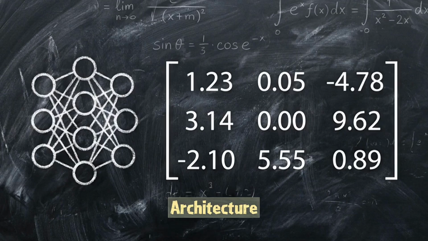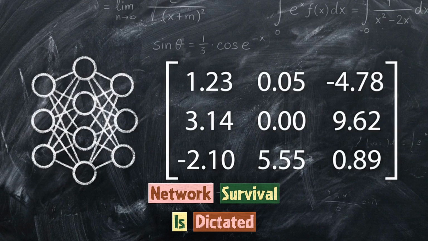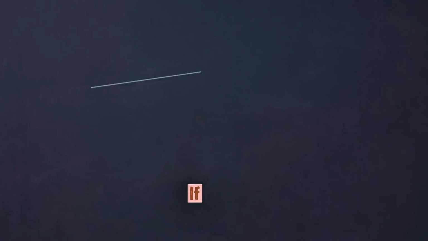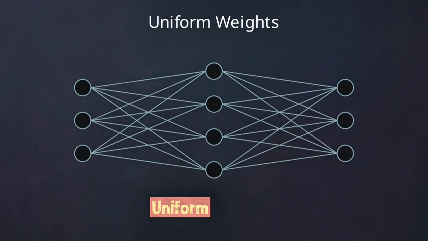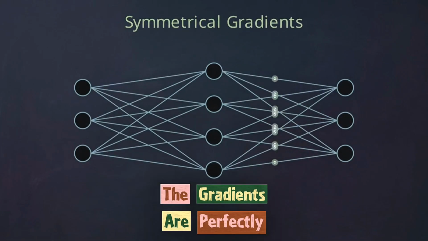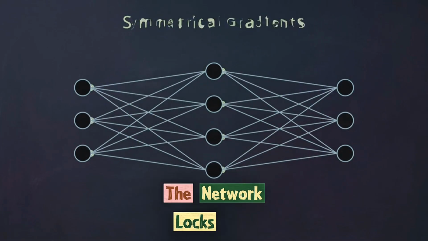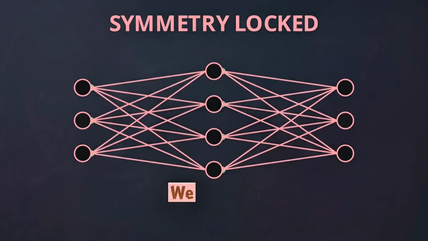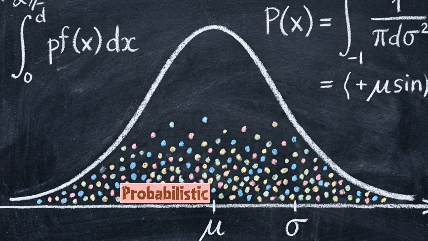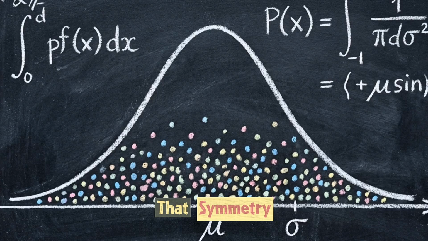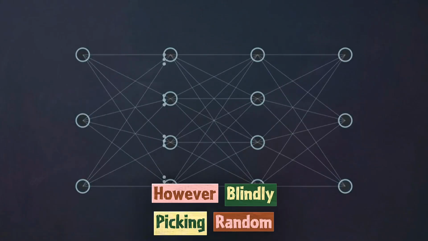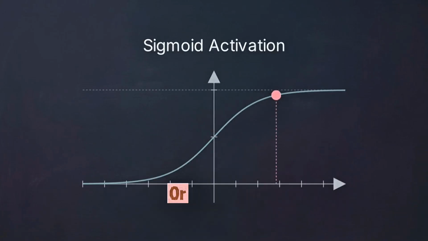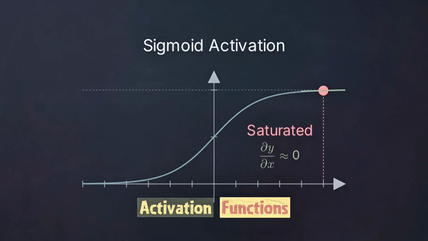Even with the correct architecture, network survival is dictated by its genesis state, parameter initialization. If you start a network with identical or uniform weights, the gradients are perfectly symmetrical. The network locks into an untrainable state because the weights will never diverge. We require stochastic, probabilistic initialization to break that symmetry. However, blindly picking random numbers leads directly to the signal either compounding to infinity or instantly saturating the activation functions.